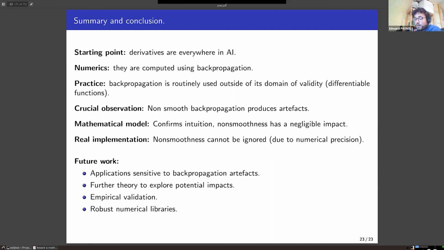And if it turns out to be an interesting idea from an application perspective, maybe build numerical libraries which are more robust to non-smooth spurious behavior of algorithmic differentiation.